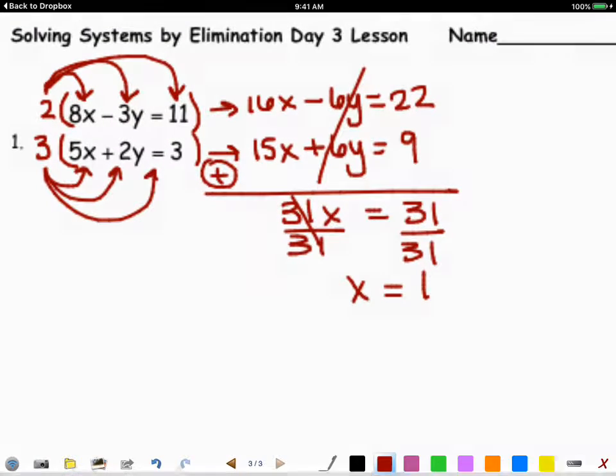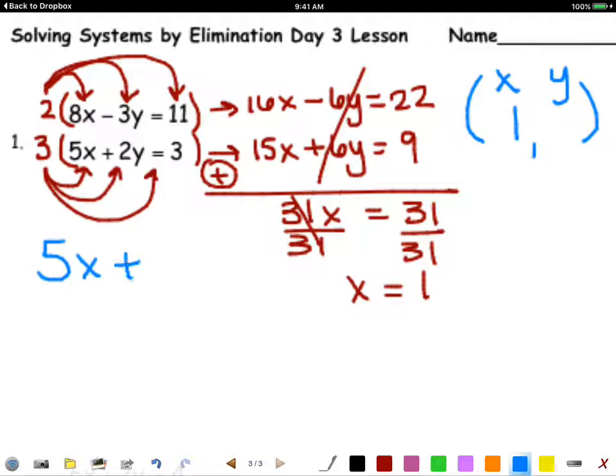Okay, and so then we go and we set up our ordered pair here. Make sure we have an x and a y. X is 1. And now in order to find the y, all we have to do is choose one of those equations to plug the 1 in for. Which equation do we choose? Excuse me, the bottom one.